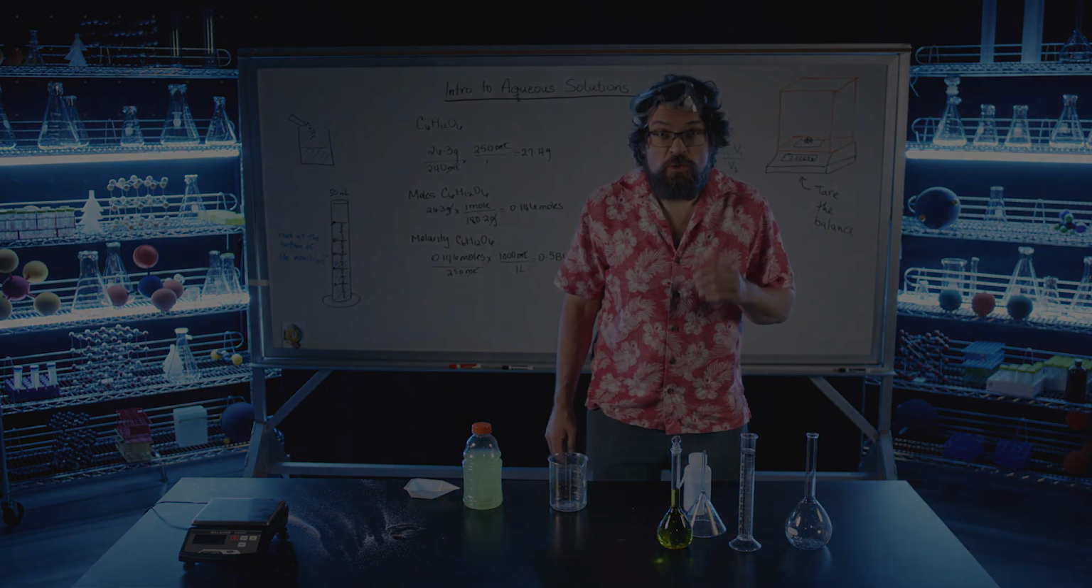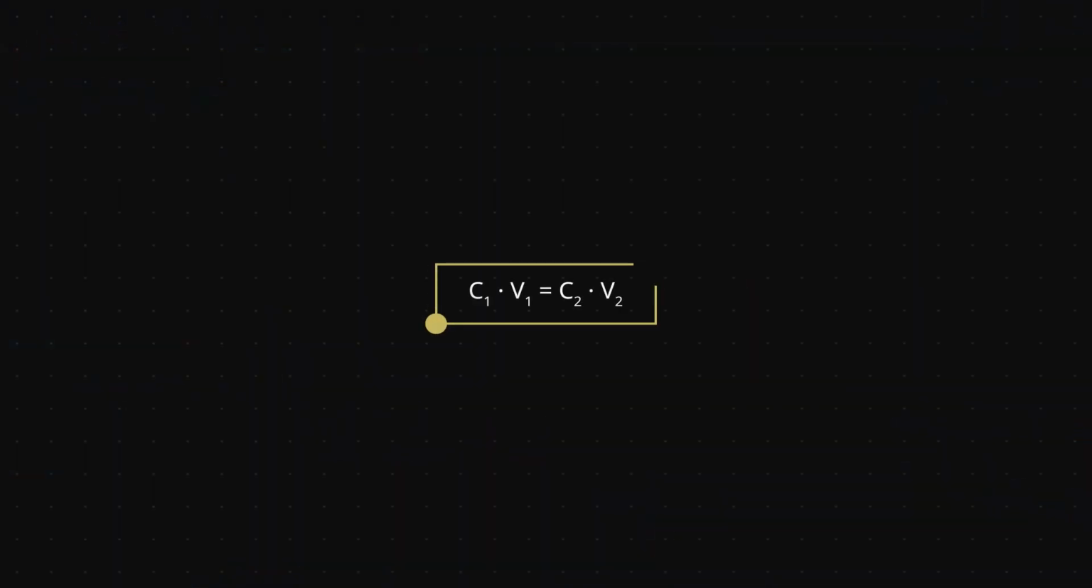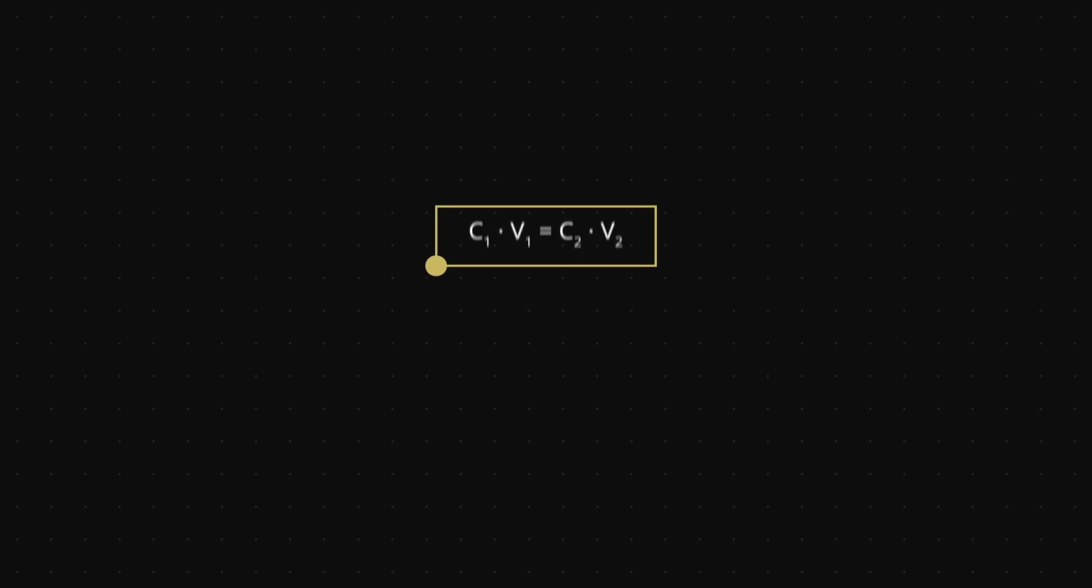We can use the dilution equation to help us. I have a solution that is 0.608 molar. This is C1. Here, I'll make 500 mL of the 0.1 molar solution. These are C2 and V2.